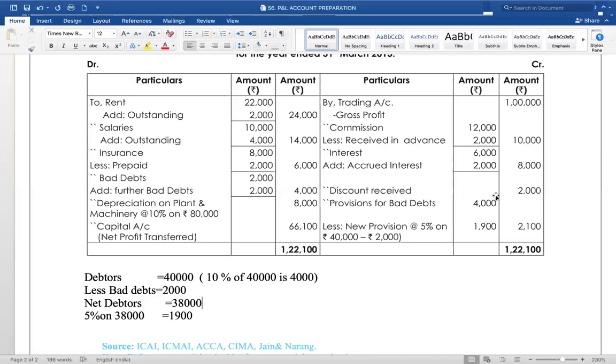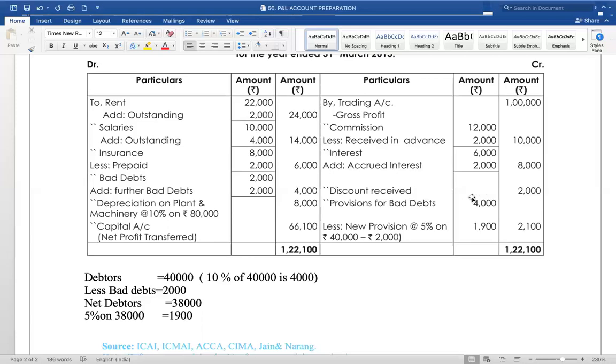Look at this. Earlier you thought 4,000 provision for depreciation. Now they have given another condition. No, not 10%, which is 4,000, but make only 5% of the debtors, the net debtors. Okay, 5% on net debtors is 1,900. So 4,000 minus 1,900, 2,100. What is this 2,100? It is a gain.